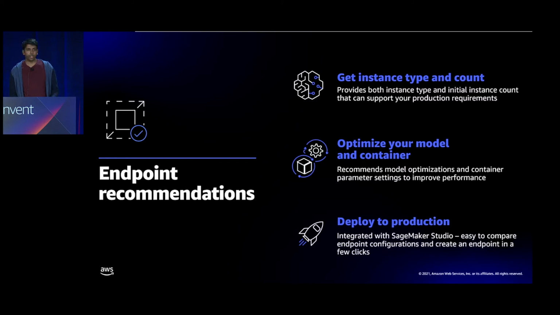So if you're using an AWS deep learning container to select your model server, for example, if you're using TensorFlow Serving, OMP_NUM_THREADS is a common variable that you might want to tune. And with Inference Recommender, you can get an automatically tuned parameter for that variable.